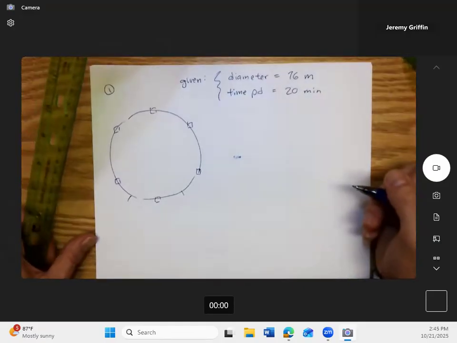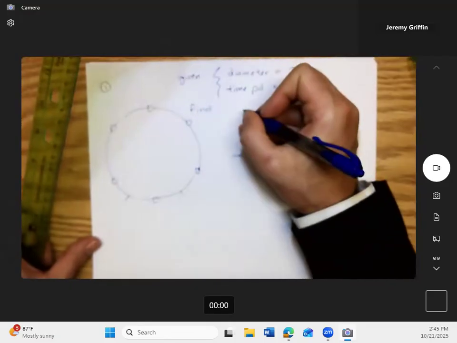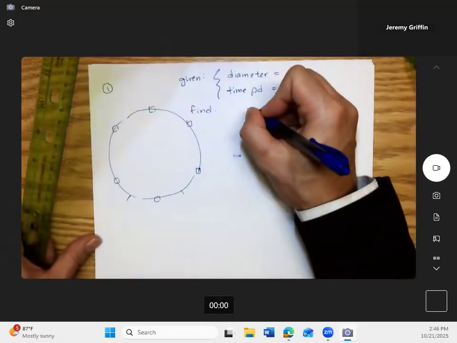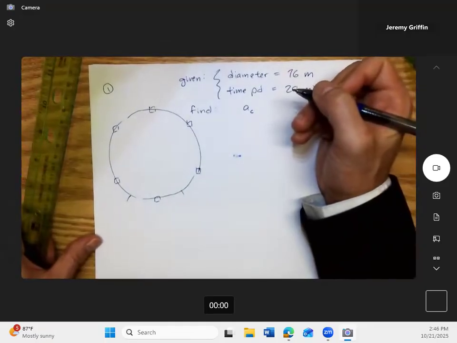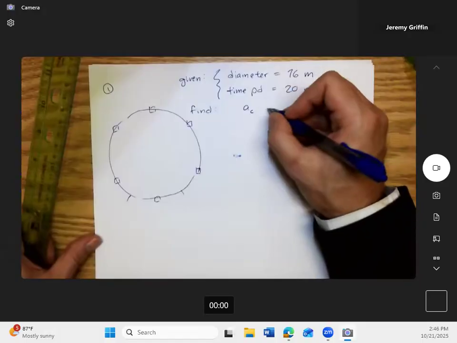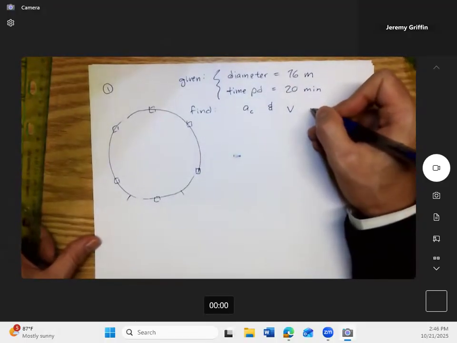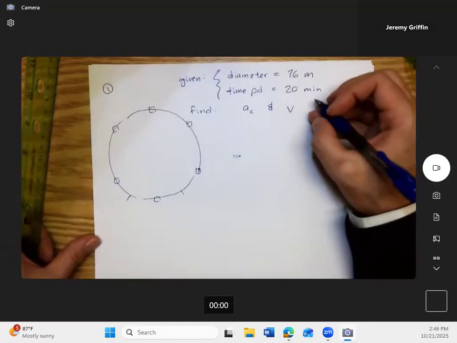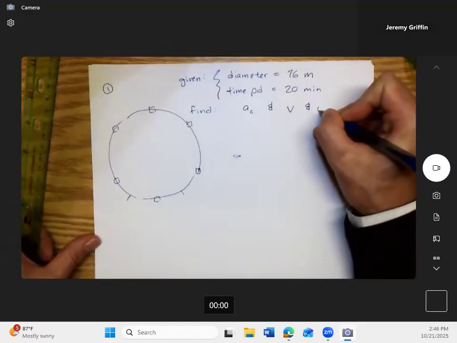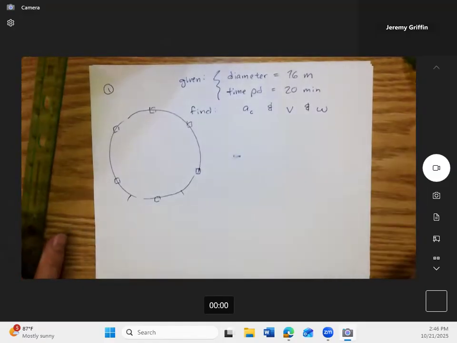What do they want us to find? So find the centripetal acceleration, a sub c, of course, and also the speed. Guys, aren't there actually 2 different kinds of speed? So v, isn't that a linear speed, tangential speed? Right. There's also an angular speed. So let's go ahead and find that too. We'll find all 3 of those things. All right, you guys get that?